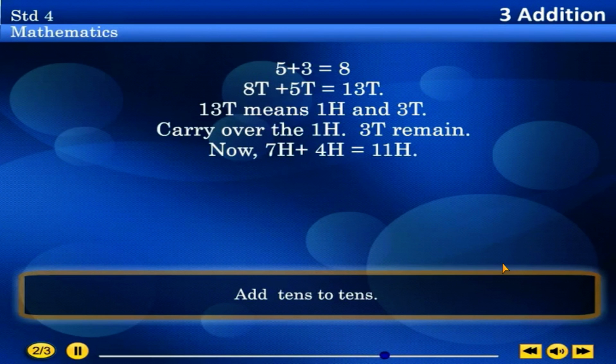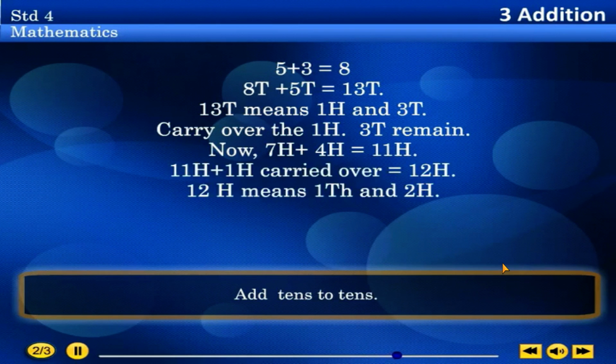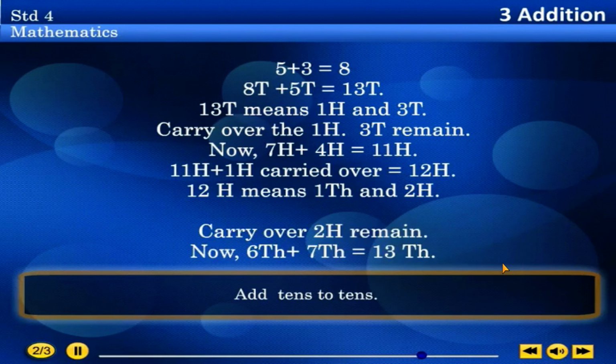Now, 700 plus 400 is equal to 1,100. 1,100 plus 100 carried over is equal to 1,200. 1,200 means 1,000 and 200. Carry over 1,000, 200 remain.